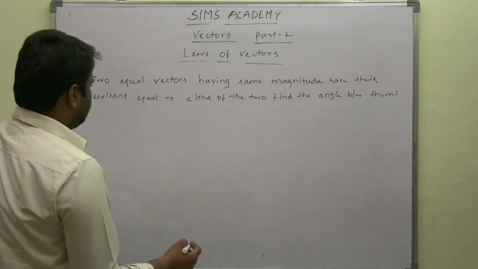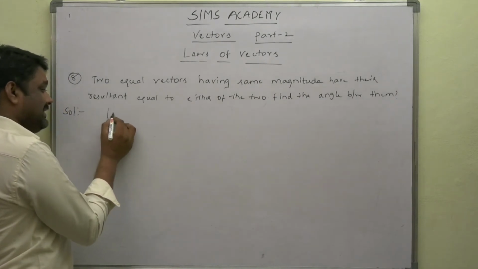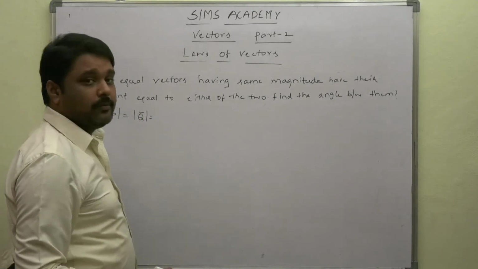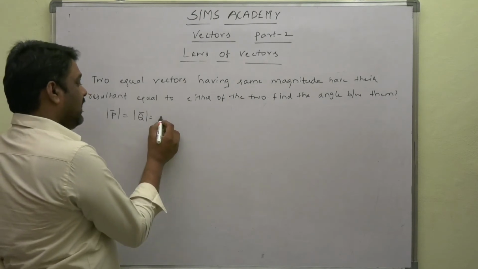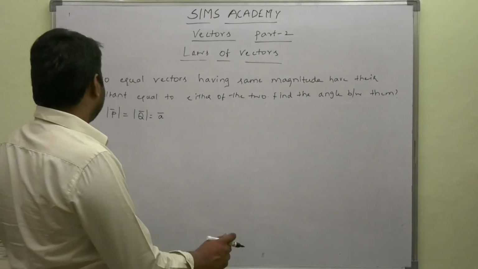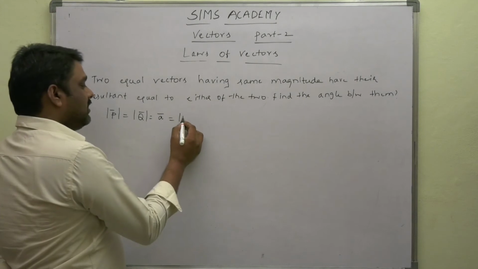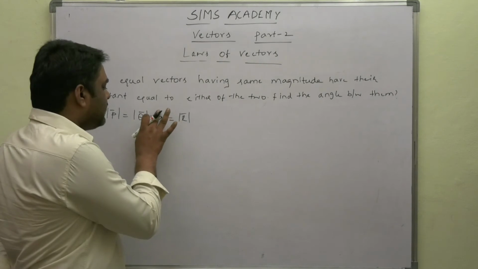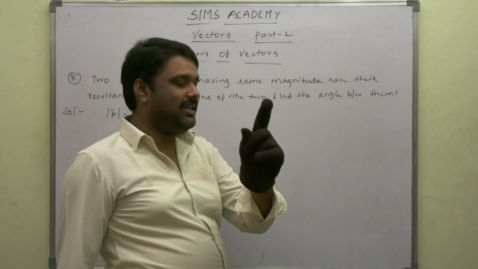What is the thing that is given? Two equal vectors. In the sense, P bar equals Q bar, having the same magnitude. Let us say both of them have their magnitude as A bar. Their resultant is equal to either of the two, in the sense, their resultant also equals A. Let us say it is a scalar value A. Now we are asked to find the angle between them.